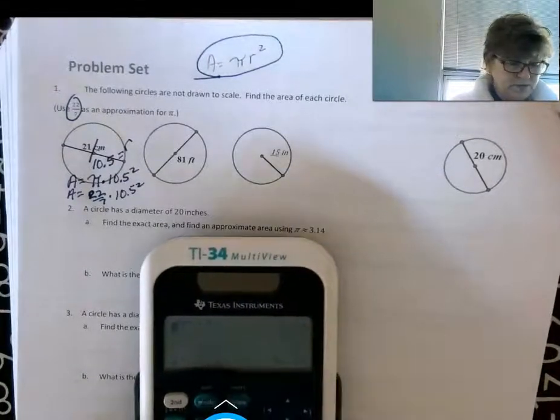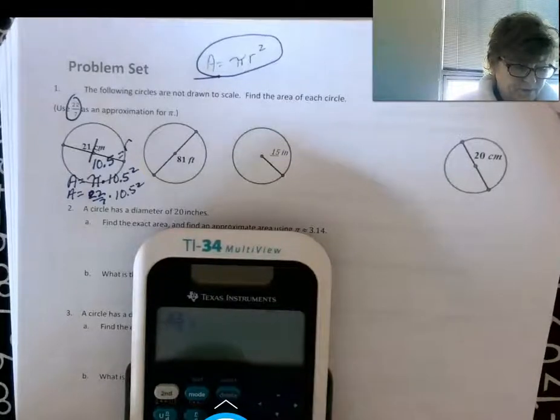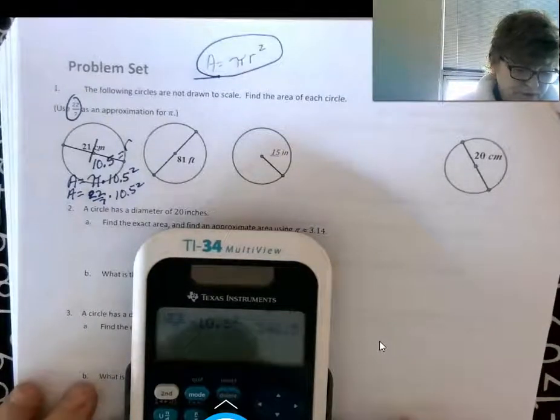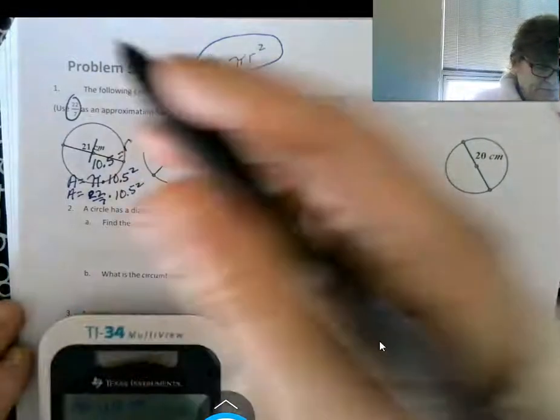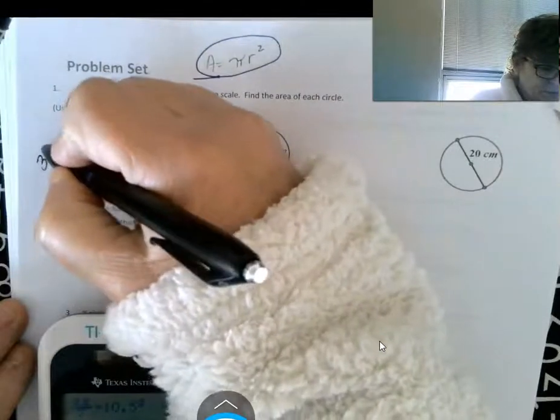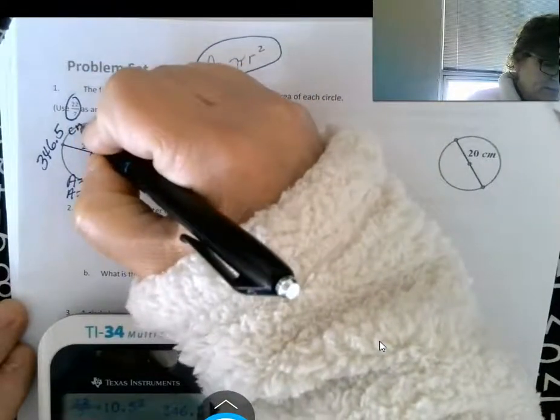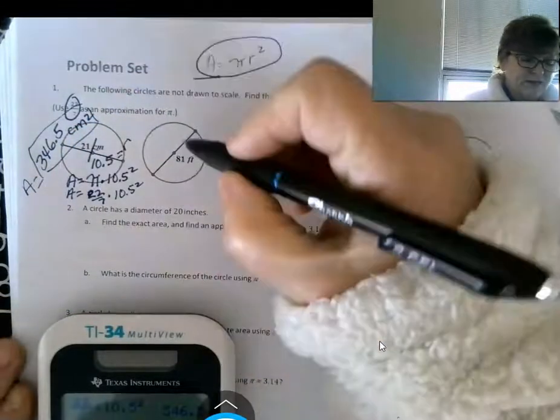here we go. Let's clear it out. 22/7 times 10.5. Let's use our squared button. Enter. 346.5. So the area is 346.5. Don't forget your units: centimeters squared. Okay, let's go to our second one.